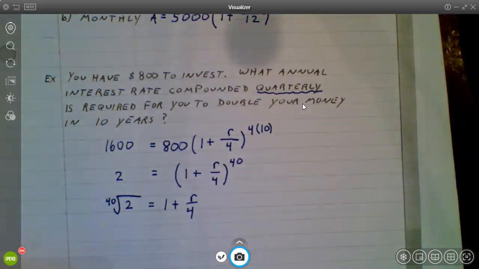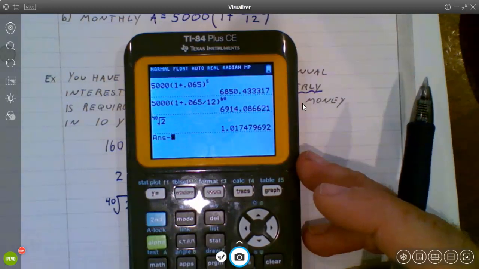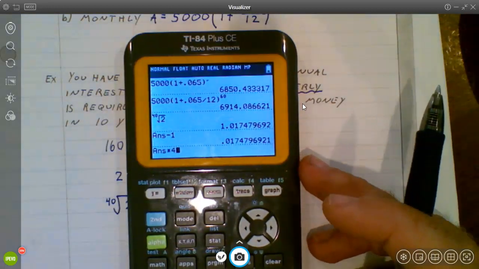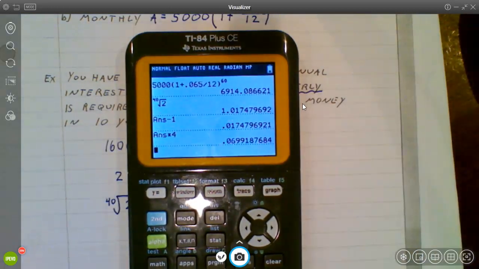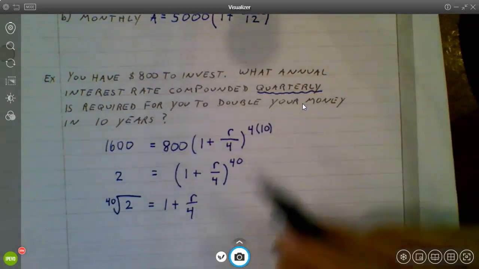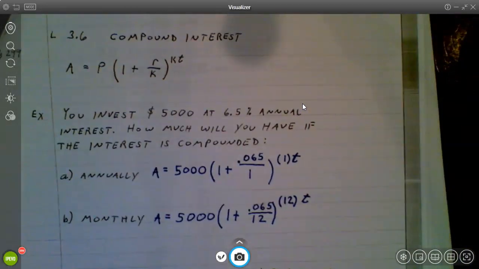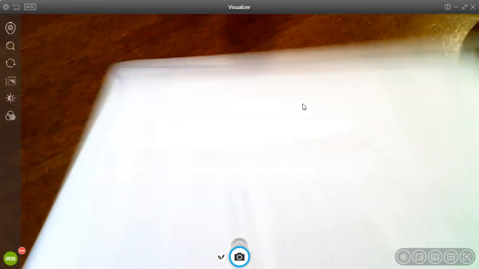So that puts you here. Subtract the 1, multiply by 4, and here's my interest rate. So about 7% would be the interest rate we would need in order to double my money in 10 years, if it's compounded quarterly. So that's what we're seeing on this one. All right, let me keep it moving for you. Got a few pages to go through.